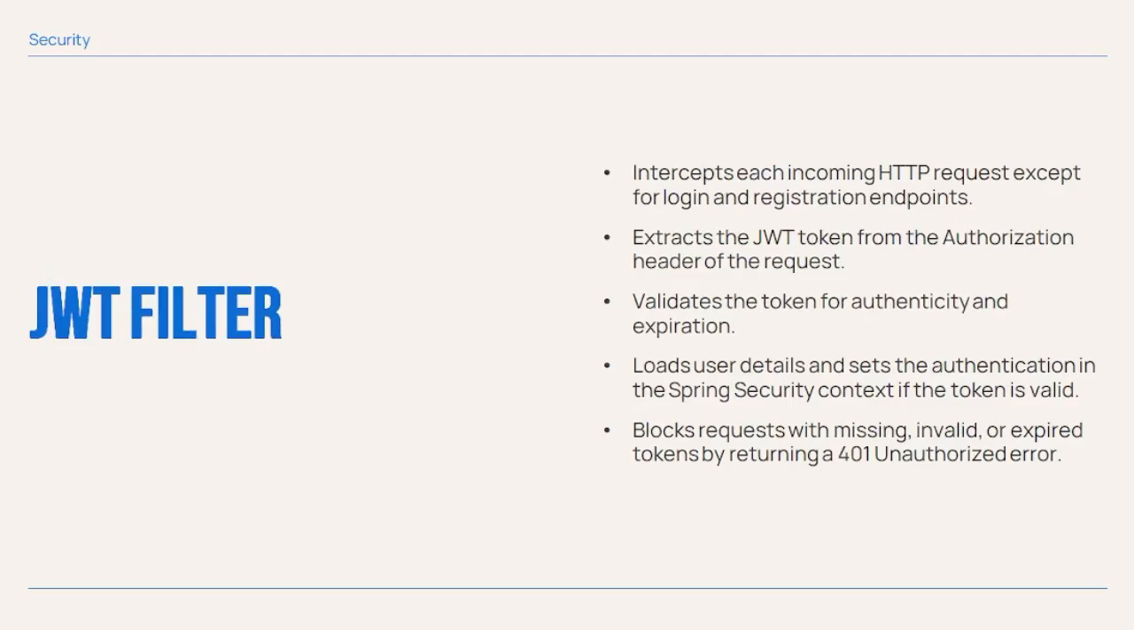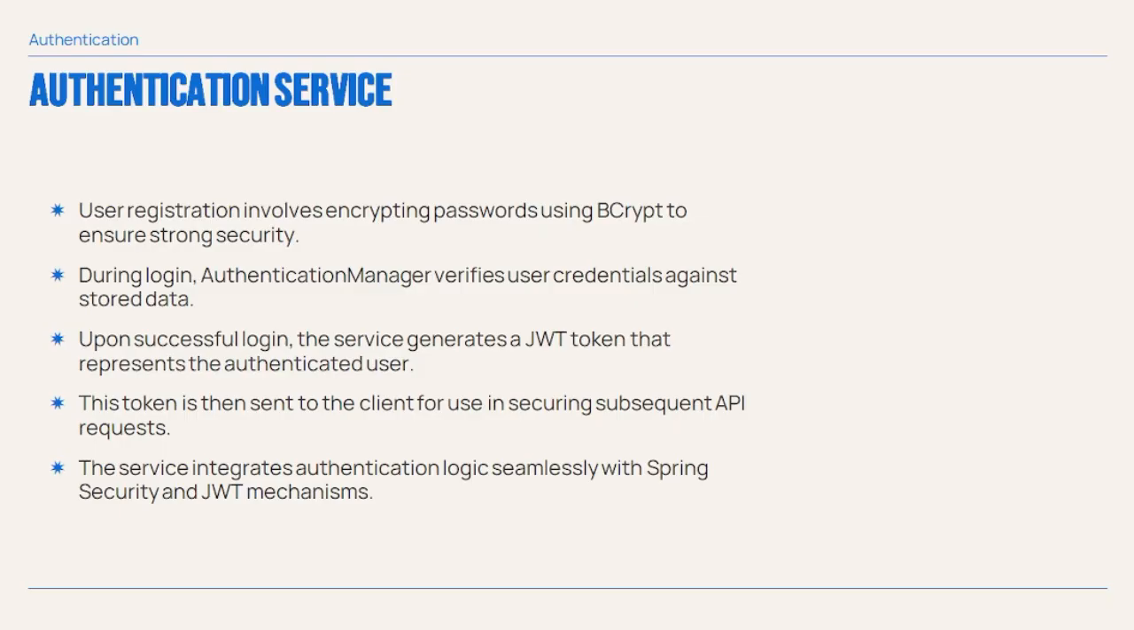It intercepts each incoming HTTP request except the login and registration endpoints. Extracts the JWT token from the header. Validates the token, whatever token you have sent with each request, making sure that it's a valid token and it's not expired. Loads the user details and sets the user in the context. Blocks the request when the token is missing, invalid or expired, and returns that you are not authorized. If the token is not valid or the token has expired, it will say 401, you are not authorized to access this resource.